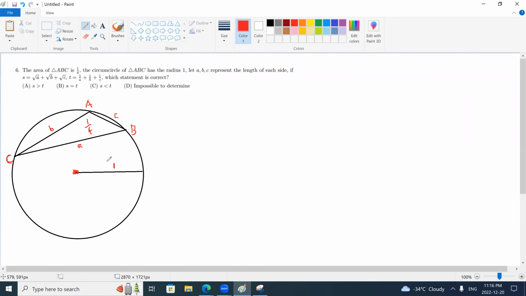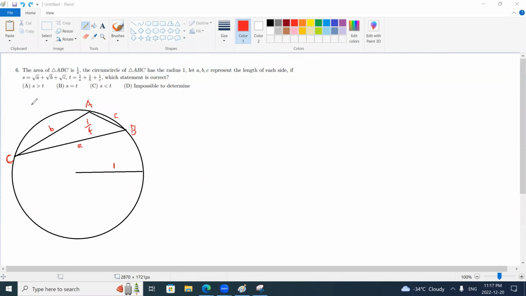They have a radius of 1. And A, B, and C represent the side lengths. So this is A, B, and C. Doesn't matter, it doesn't have to look like this. This is just a diagram, not drawn to scale.